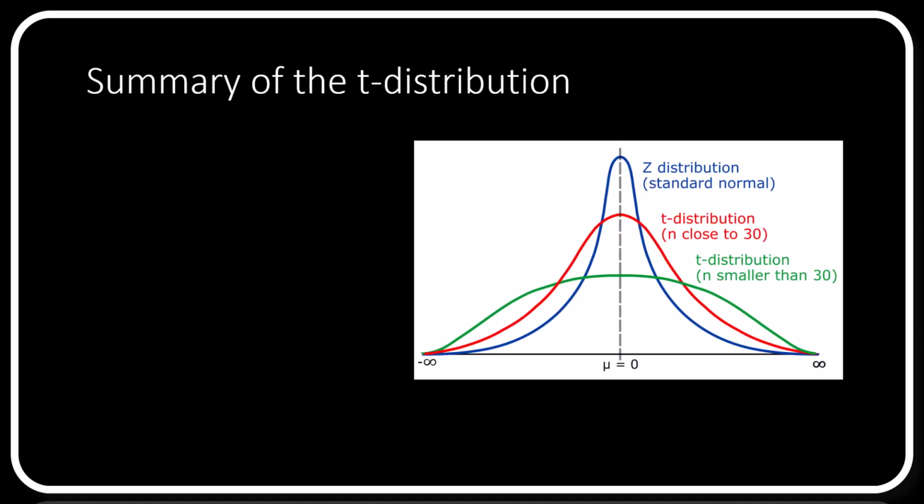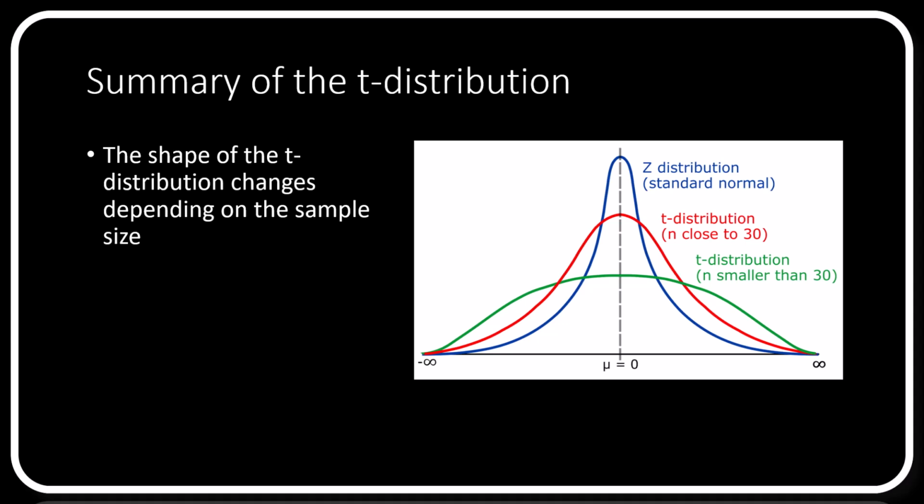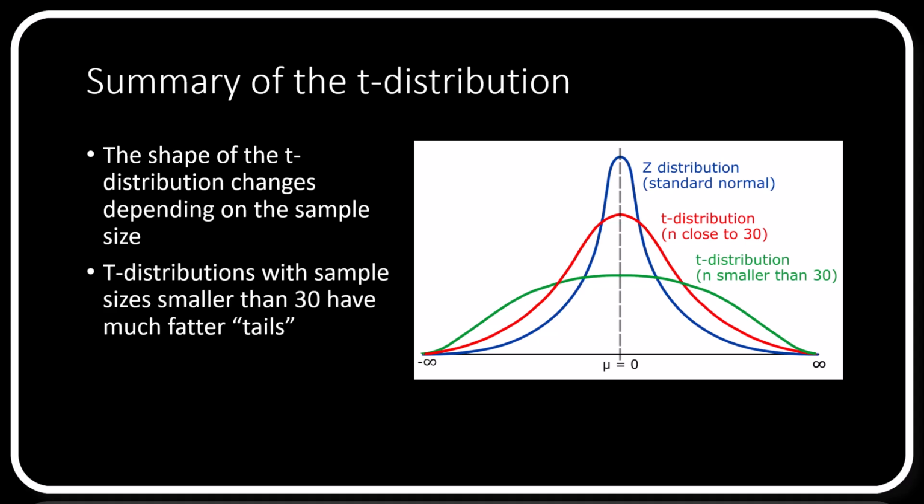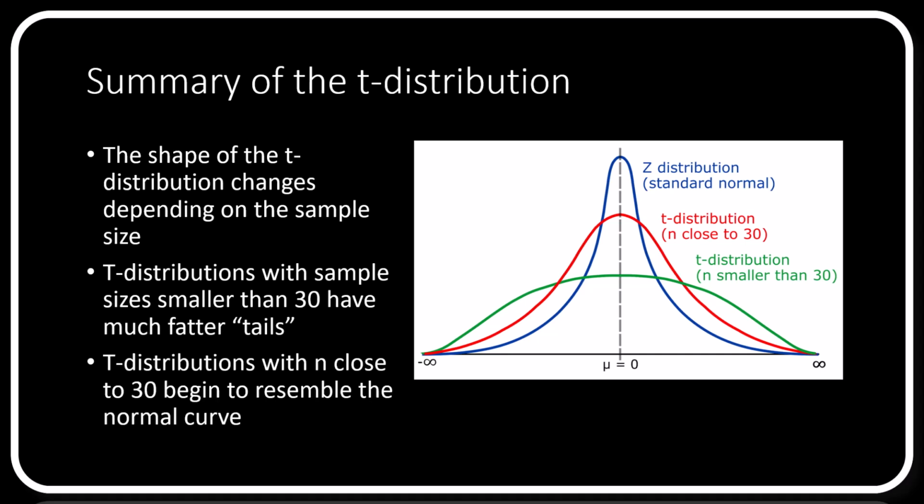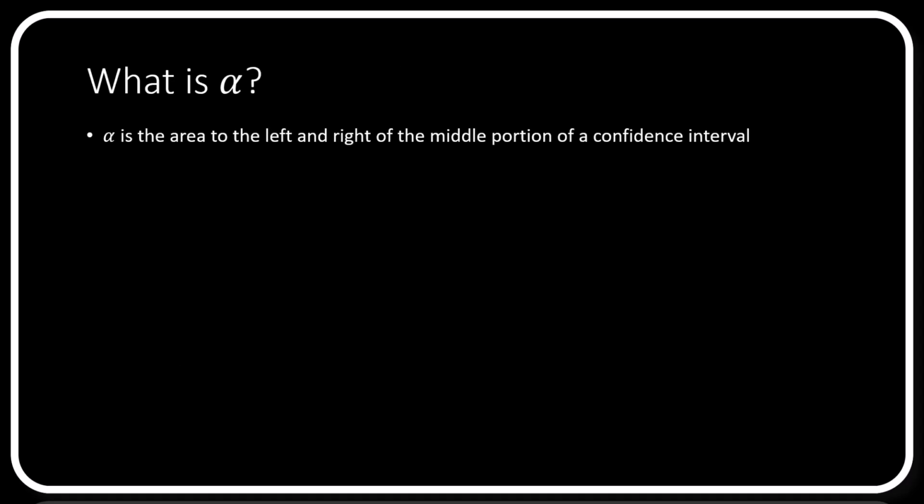Here's a summary of the t-distribution. Recall that the shape of the t-distribution changes depending on the sample size. T-distributions with sample sizes smaller than 30 have much fatter tails, while t-distributions with n close to 30 begin to resemble the normal curve. What is alpha?